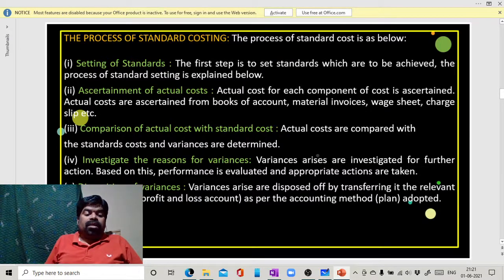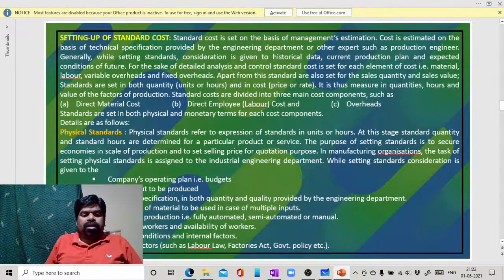Next, investigate the reasons for variances. Variances arise and are investigated for further action. Based on this, performance is evaluated and appropriate actions are to be taken. Next, disposition of variances. Variances arise and are disposed of by transferring them to the relevant accounts, that may be costing, profit and loss account, as per the accounting method adopted. Okay, so that is the process of standard costing.